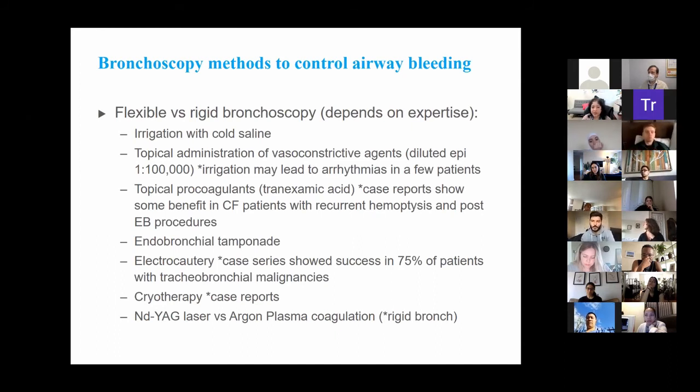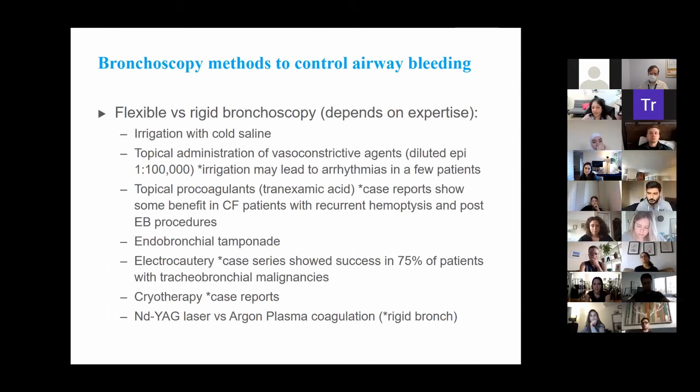But there are a ton of other things that have been looked at. These are really specific to patients who have airway lesions that are bleeding, so endobronchial cancers, tumors that you can see. There are topical procoagulants like TXA, there's endobronchial tamponade, there's electrocautery, cryo, laser, APC. So a ton of different ways that you can essentially freeze or shock or cauterize something that you visibly see bleeding. But for most of those, we will involve the interventional pulmonologist or thoracic surgery to perform that higher level service.